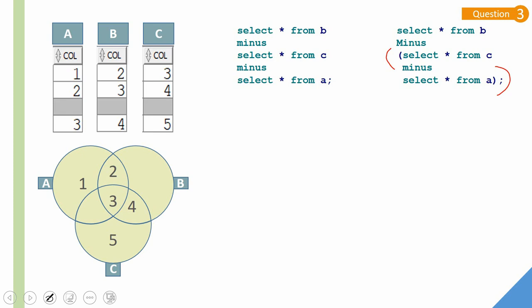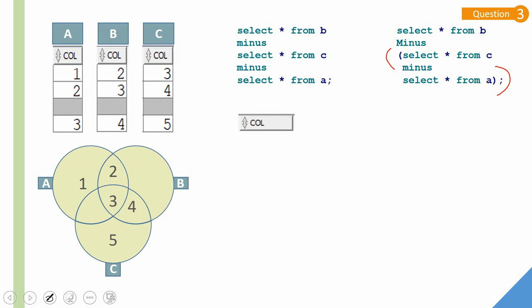So let's start with the first question. You will take all the rows from B and exclude the values from C, so 3 and 4 will go off, and exclude the values from A also. So the result would be null.